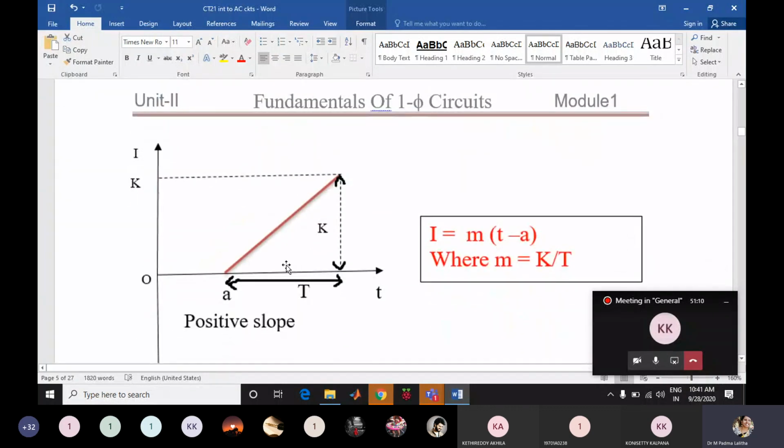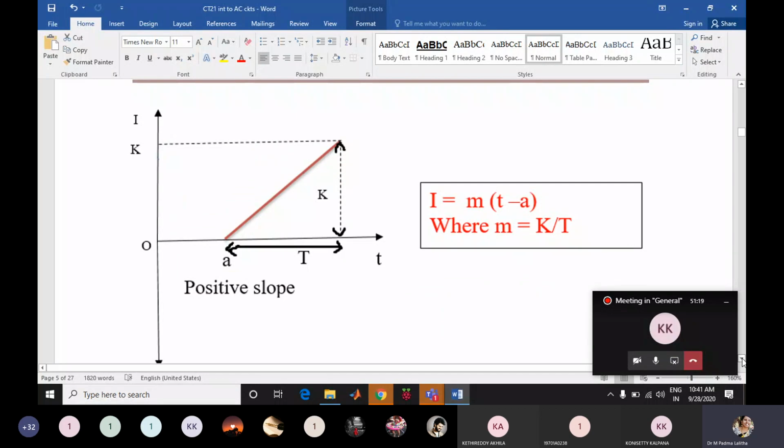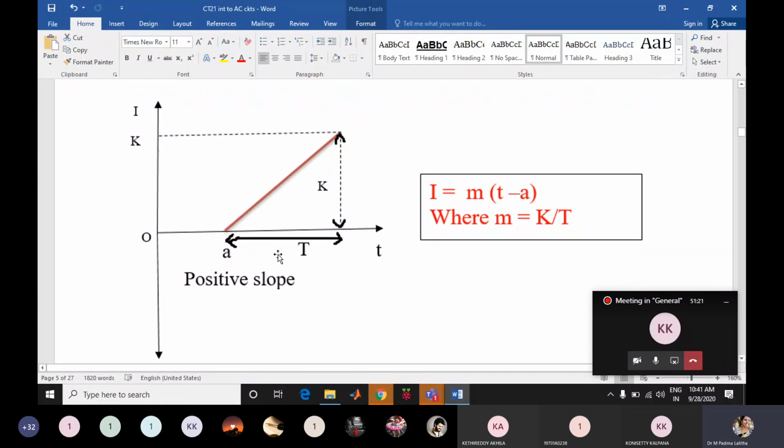Now consider the lines which are not passing through the origin. See this one. This is a positive slope. As the time increases, the value is also increasing. This line is not passing through the origin, so this intersection point is important. What is this intersection point? This is the intersection point of the line with the horizontal axis. That is the a value.